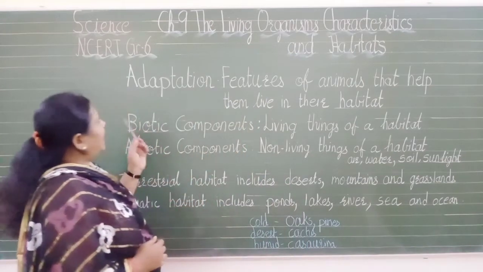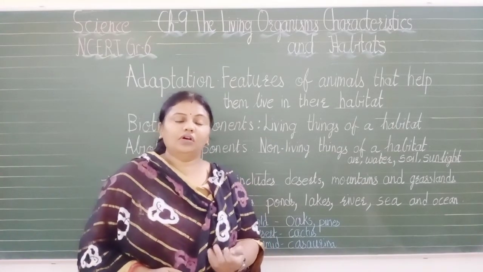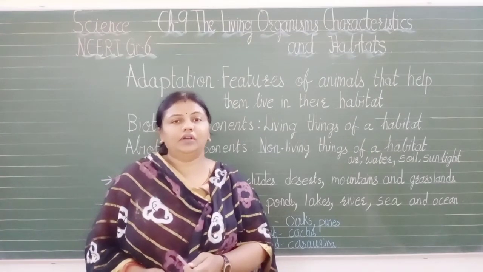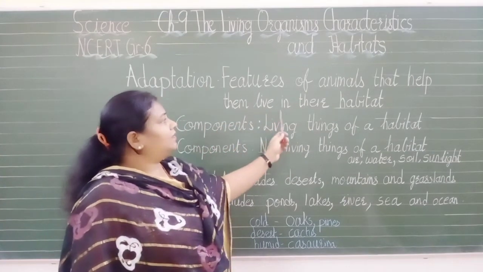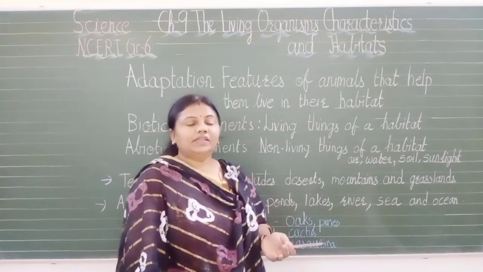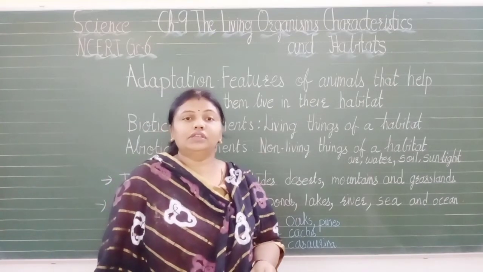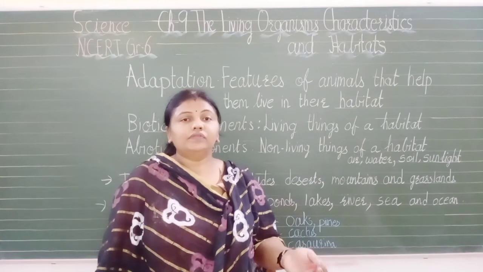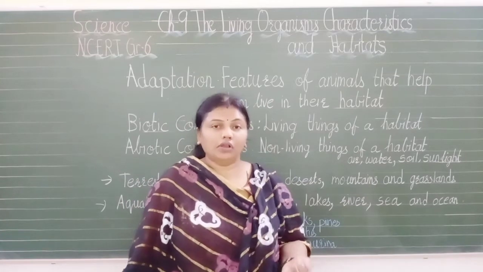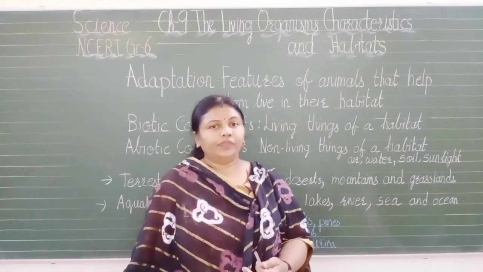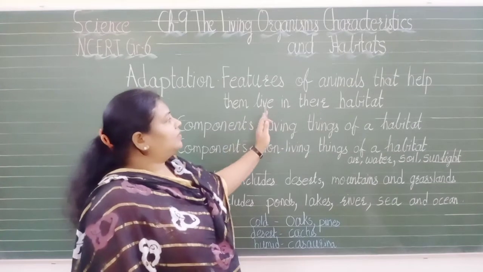Okay, now adaptation. Just now, as I said, as we are living in a hot climate, we have adapted to that kind of climate, isn't it? So adaptation is a feature of animals that helps them live in their habitat. Yes, we can easily survive. But in Arab countries it is a more hot climate, so it is hard for us to survive over there. So we don't have such adaptation in our body, isn't it? Even in a too cold climate it is hard for us to live. So adaptation means features of animals that help them live in their habitat.